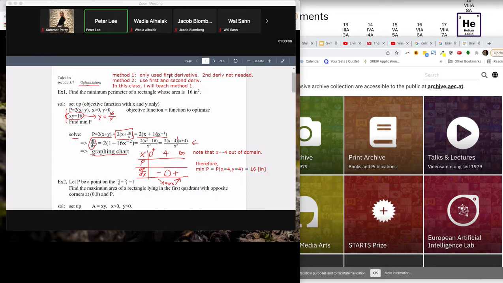And by the way, this must be minimum. So let me erase this part right here. It's actually minimum, not maximum. So it should be minimum.